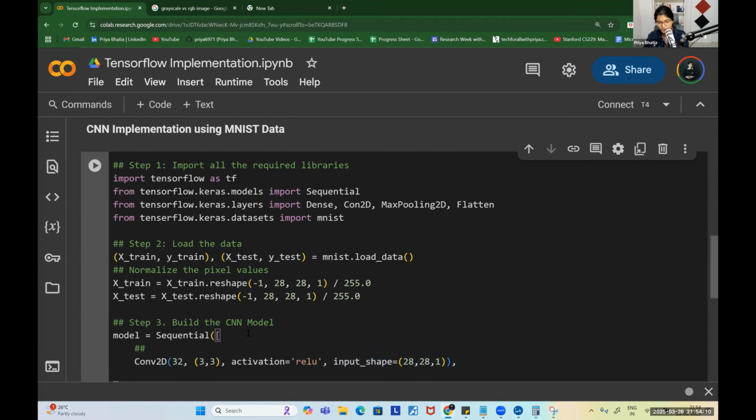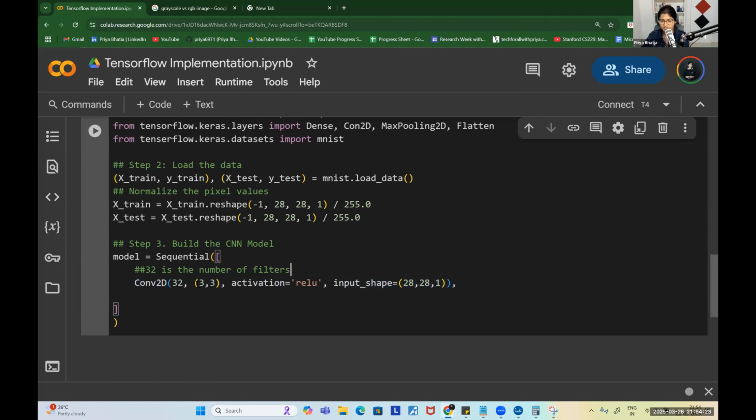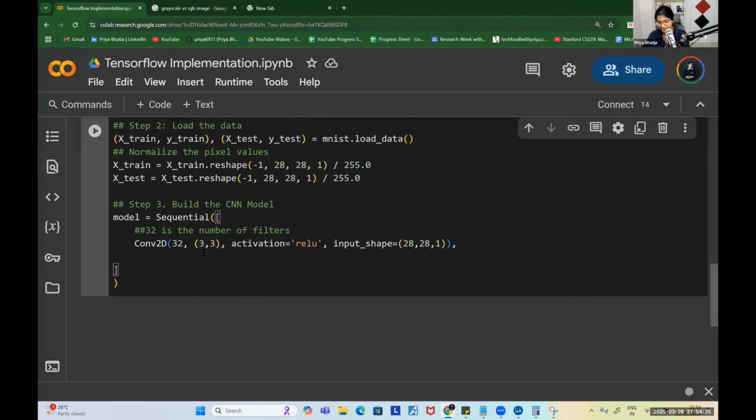Here, 32 is not neurons. In a convolutional neural network, we are not talking about neurons. 32 is the number of filters which we are using, each of dimension 3 cross 3. Because we have 60,000 images in the training set, if we apply a single filter, it will take a lot of time to go through all the input images. So we are applying 32 filters to do our task simultaneously.